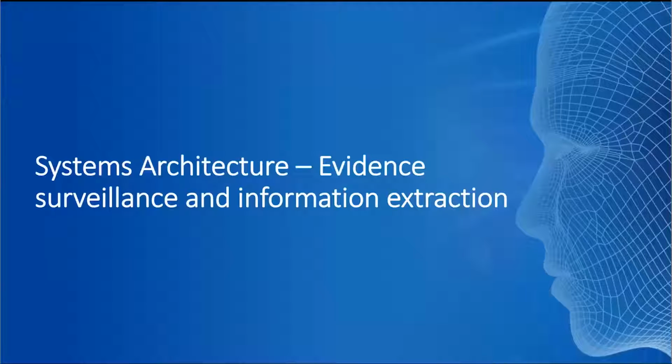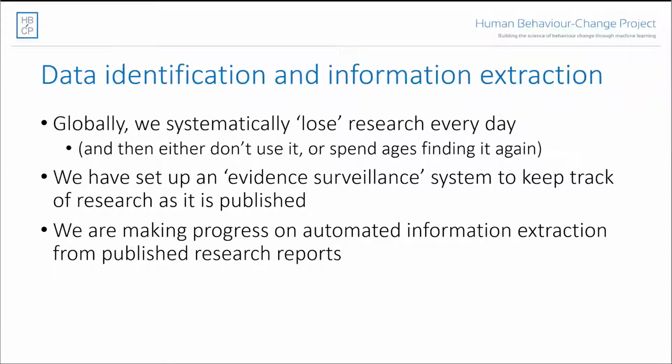So first of all, I'll take you through evidence surveillance and information extraction, the contribution of the systems architecture part of the project. And this really stems from an overriding problem that we've got in our research environment. The first bullet point here summarizes it. Globally, we systematically lose research every day, and then either we don't use it or we spend ages finding it again. And what I mean by that is that a lot of research is published every day. A lot of research is conducted, but we don't really have good systems for keeping track of what happens to it once it's completed, once it's published.